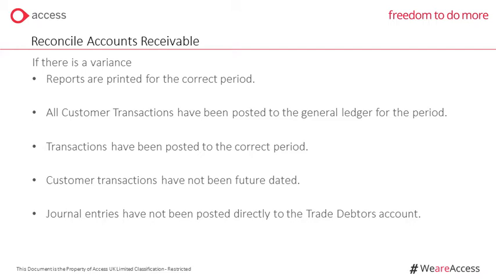Print the customer GL postings report to check that the transactions have been posted to the correct period, and to check this, print the general ledger transactions by account report for prior and future periods. Customer transactions have not been future dated. To check, print the customer aging report and change the year to 2099, just as we did in the video. Also check that journal entries have not been made to the trade debtors control account.